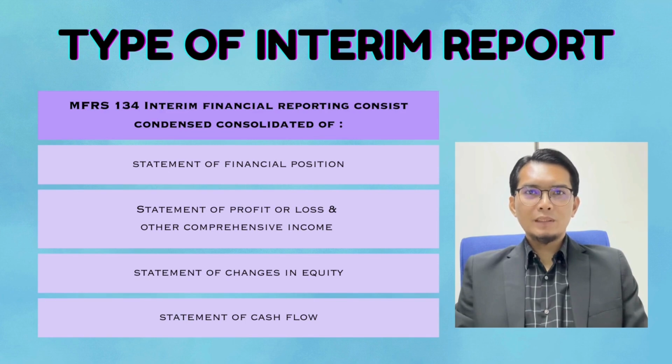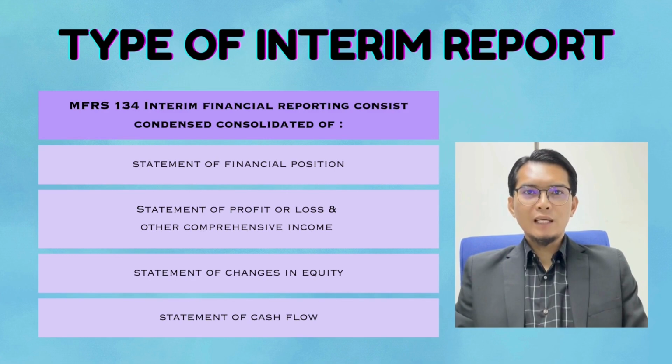MFRS 134 prescribes that an interim report consists of statement of financial position, statement of profit or loss and other comprehensive income, statement of changes in equity, and statement of cash flow. Statement of financial position as of the end of the current interim period and a comparative SOFP as of the end of the immediately preceding year.